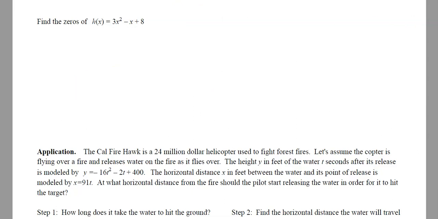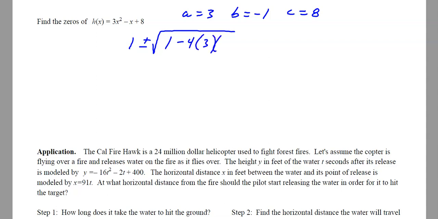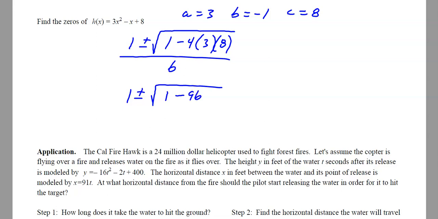One more time. I think something weird happens on this one. So A is 3, B is negative 1, C is 8. Start plugging along. Opposite of B, plus or minus square root of B squared minus 4 times A times C. Crap, that's going to be a big number. All divided by 2 times A, which would be 6. And that's 1 plus or minus radical 1 take away, what's that, 12 times 8 is 96, all over 6. Clean that up. We get 1 plus or minus the square root of negative 95 all over 6.